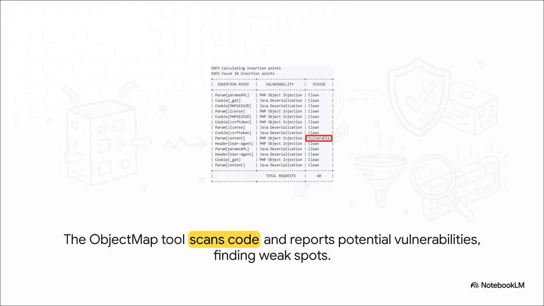And this is pretty much what that looks like in practice. You have these tools, like this one called Object Map, that are basically digital detectives. They automatically probe the code looking for those weak spots. And you can see right here in the output, it flagged one parameter as vulnerable. For a developer, that's the smoking gun.